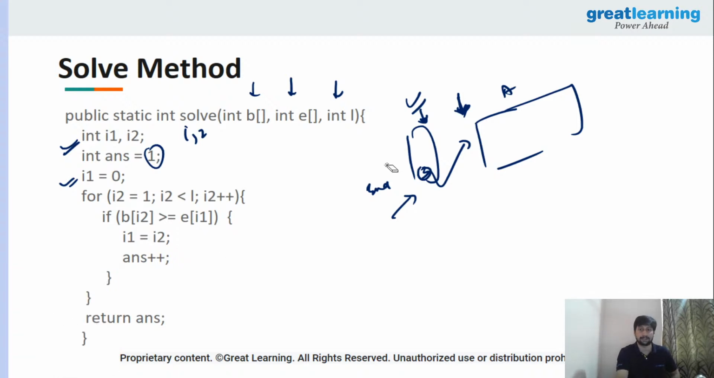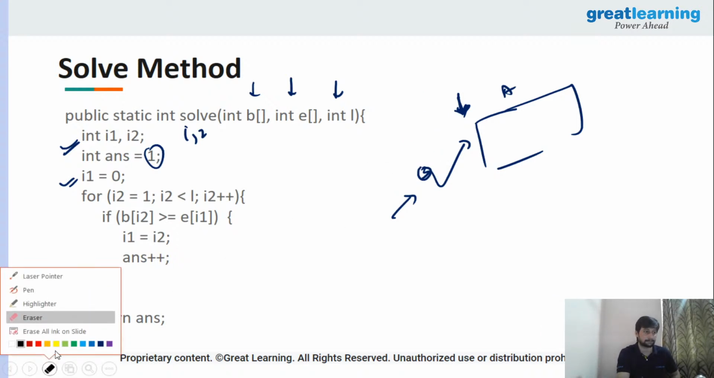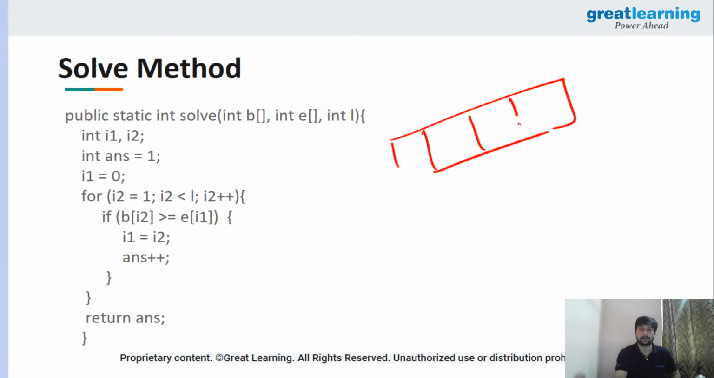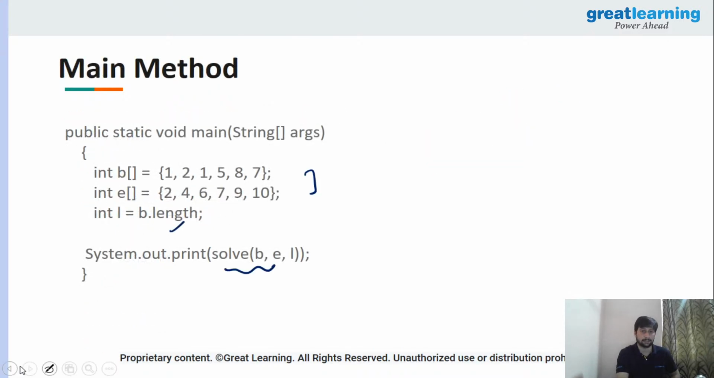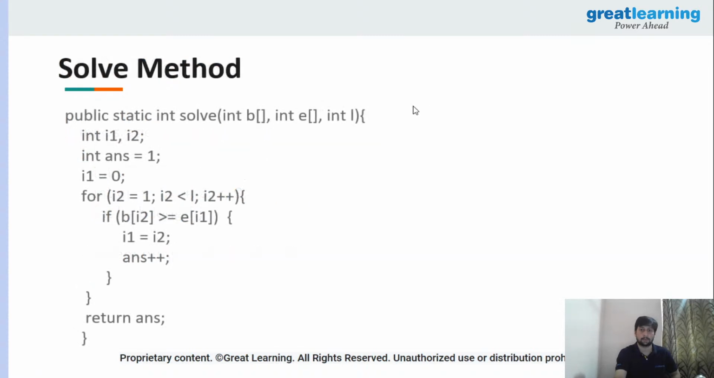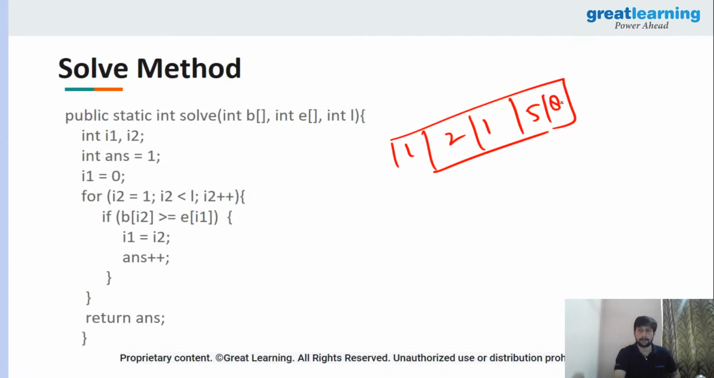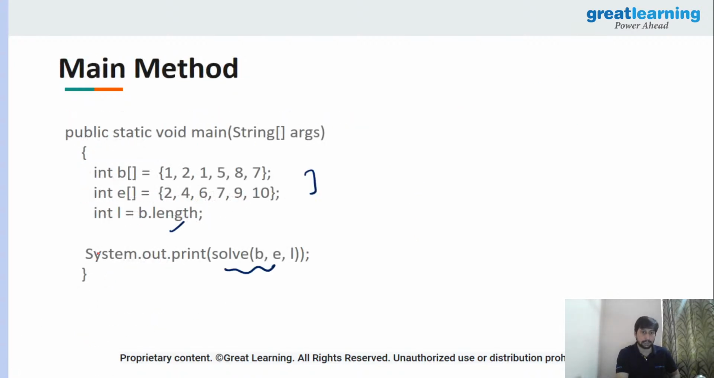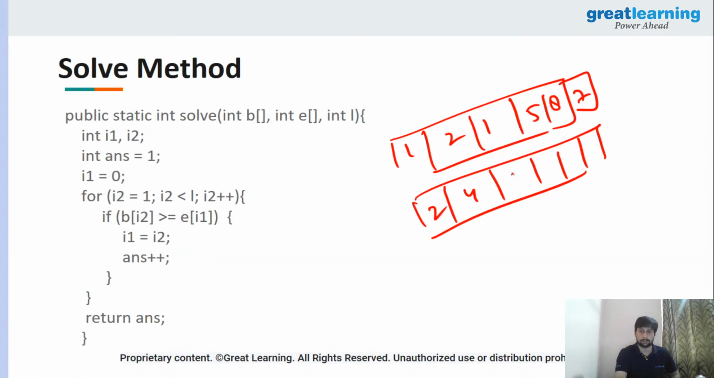Okay, now let's erase everything, guys. So we have this array over here. Let me put it in array form and pick up the values that were there. The begin array is 1 2 1 5 8 7. The end array values are 2 4 6 7 9 10. So we have one iterator over here, that means I1 will be pointing to this, and I2 will be pointing to this.